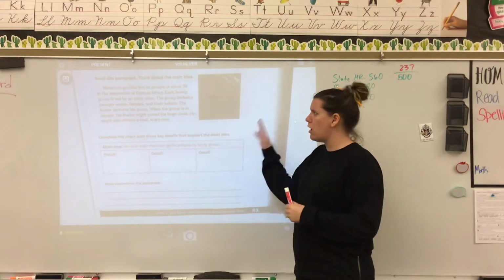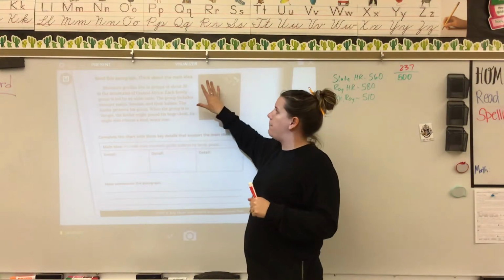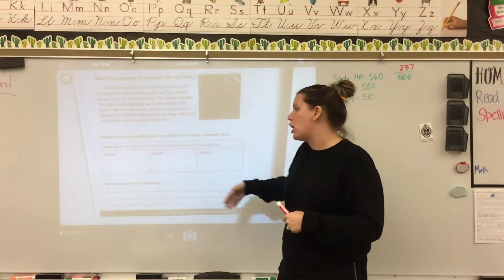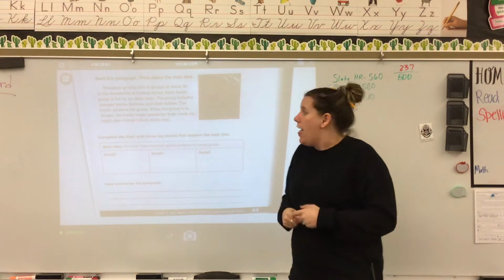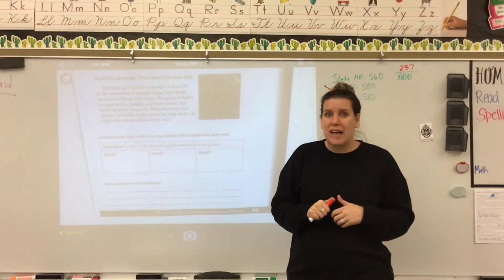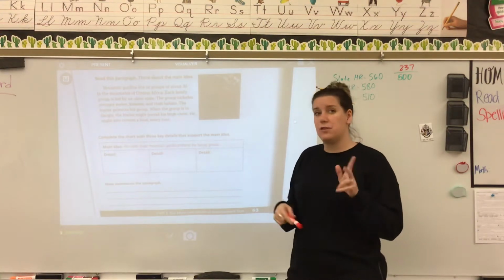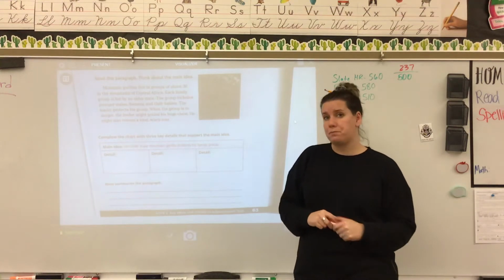So first thing we're going to look at is this little paragraph about gorillas. We're going to fill out this little chart, and then we're going to talk about summarizing the paragraph, but I'm not going to make you write out the summary. Then we are going to read a little bit about Legos, which is kind of interesting because I didn't know about the history of Legos, and then you're going to be on your own. So let's look at this.